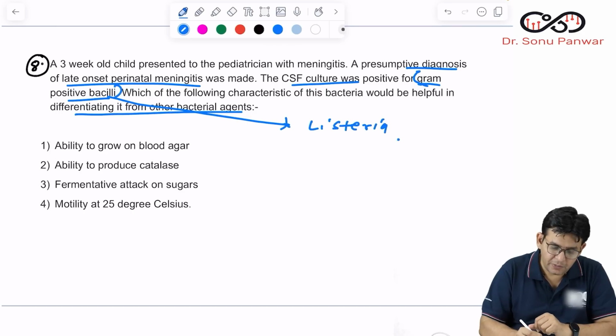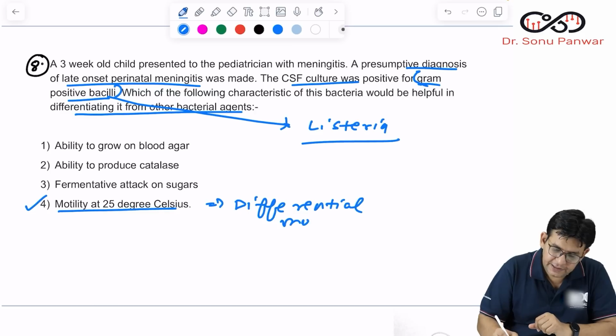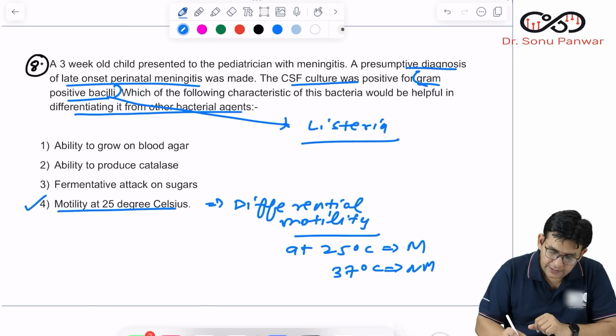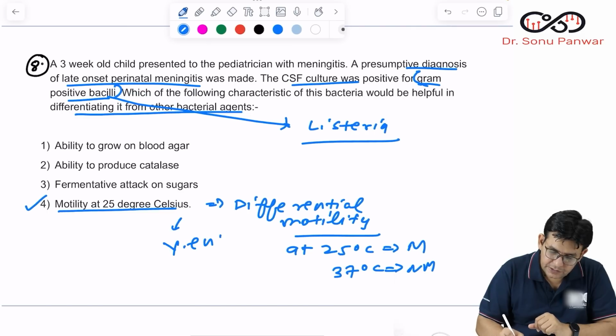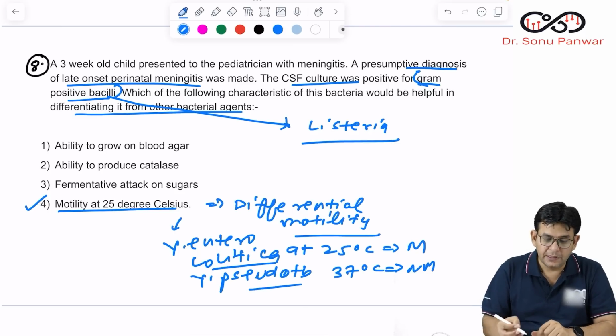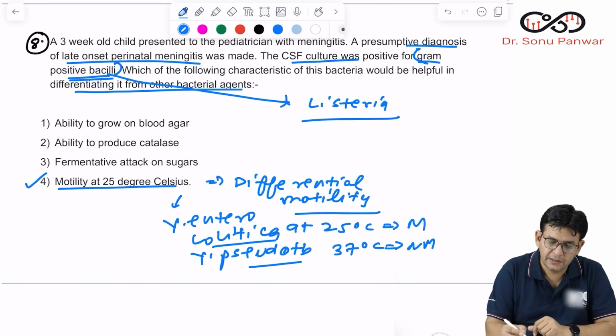Listeria shows a unique property of motility at 25 degrees Celsius. That is termed differential motility based on temperature, which means at 25 it is motile and at 37 it is non-motile. And the similar thing is also shown by Yersinia enterocolitica and Yersinia pseudotuberculosis, which show differential motility based on temperature, but they do not cause meningitis. So this also needs to be remembered.